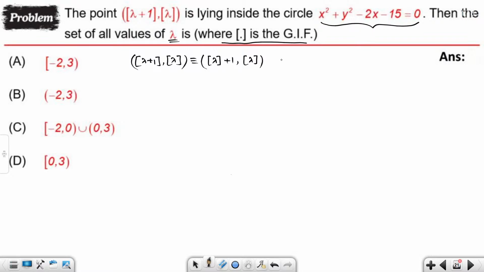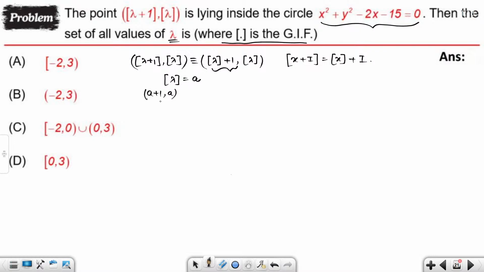Can you remember this property? We all did it in basic mathematics. That is, greatest integer function of x plus any integer can be written as greatest integer function x plus the integer. So that's exactly what I have written here. Now, for the time being, let me take box of lambda as, let us say, a. Therefore, our point has been transformed into a plus 1 and a.